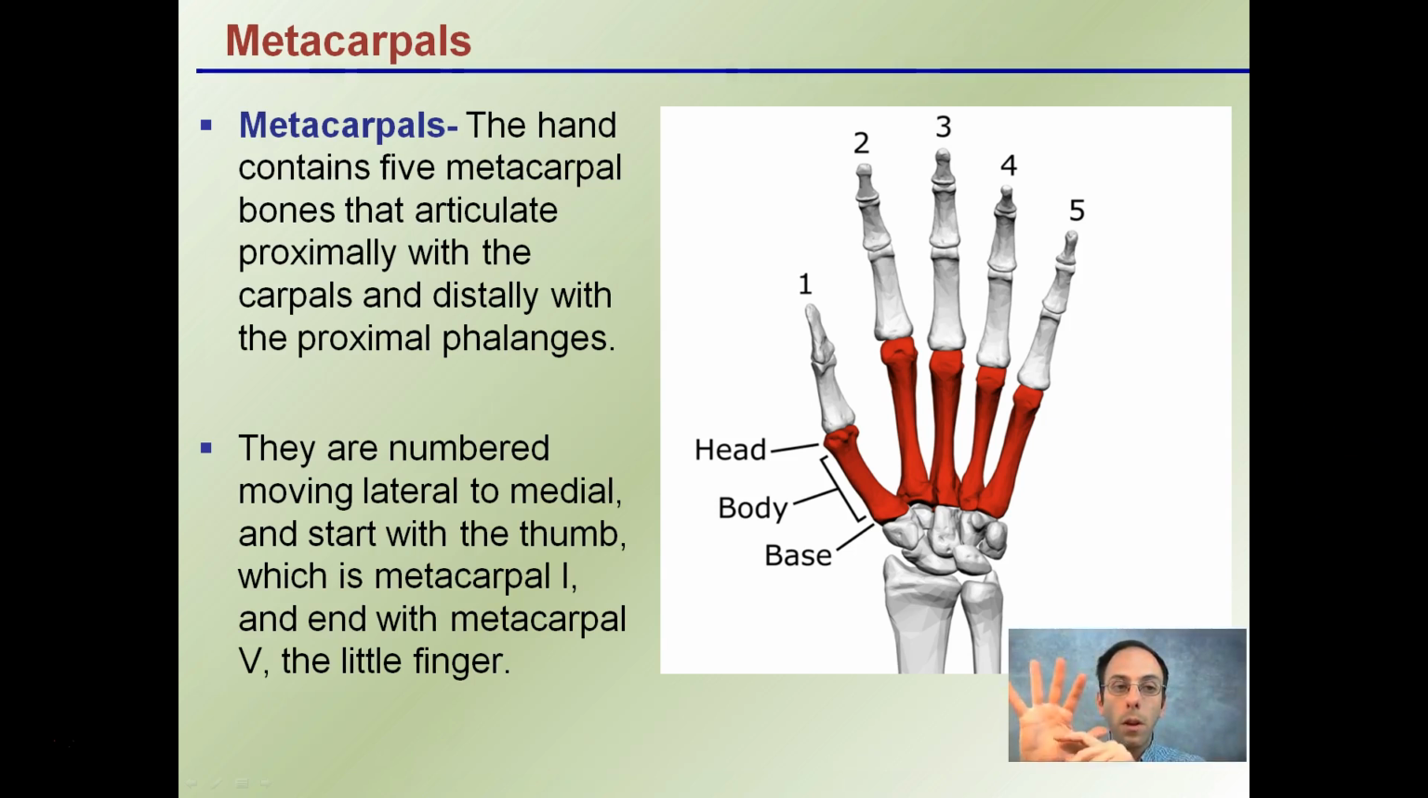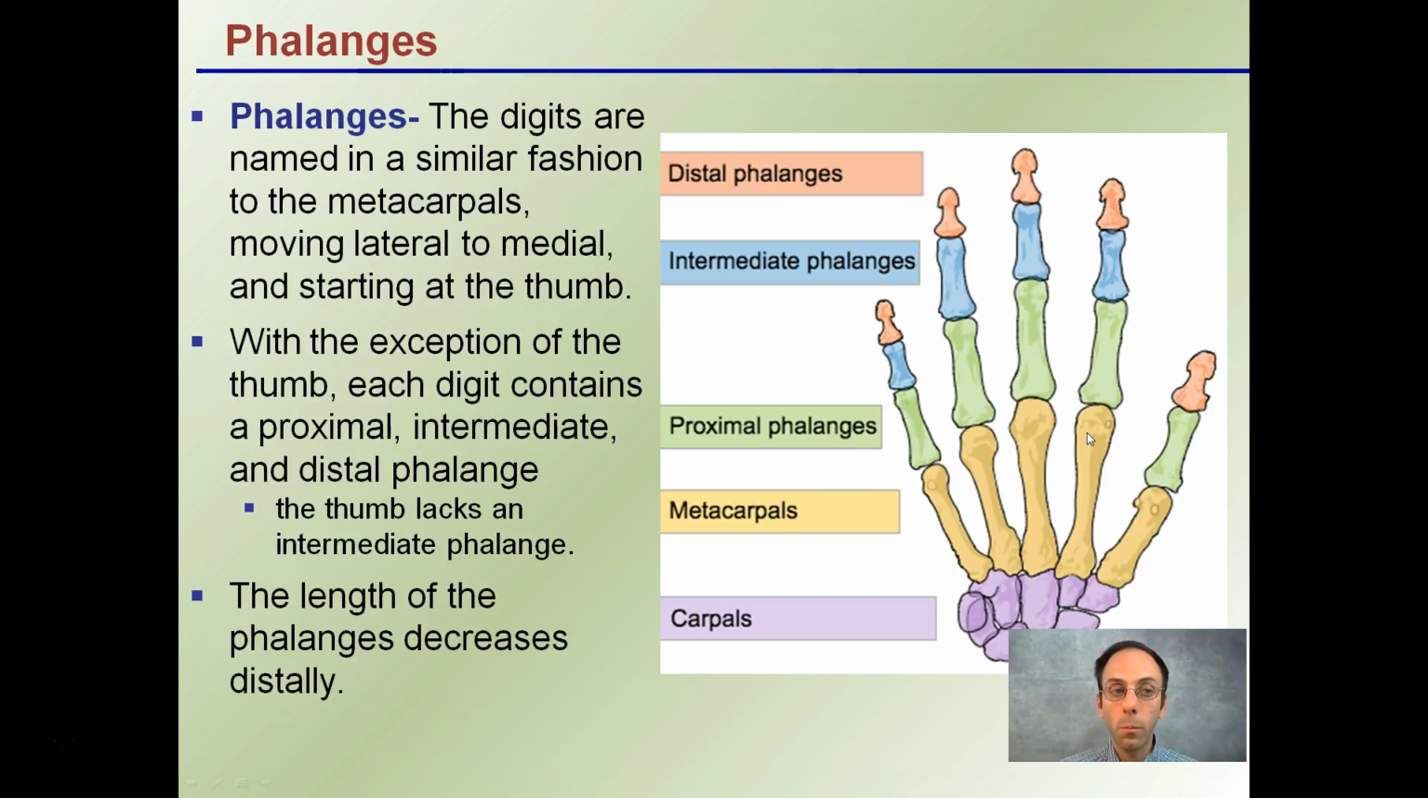Above the carpals we actually have the metacarpals of the hand. This consists of the 5 metacarpals that articulate proximally with the carpals and distally with the proximal phalanges. They're numbered moving laterally to medial, starting with the thumb, which is metacarpal 1, and ending with metacarpal 5 at the little finger. So we see that they're numbered moving laterally, starting with the thumb region. And these are also considered areas of our palm.